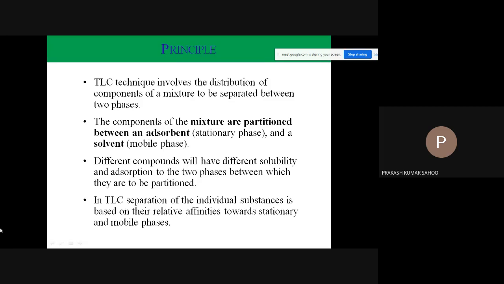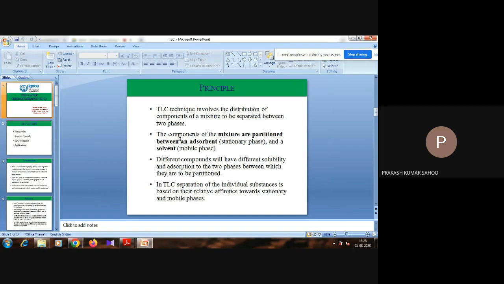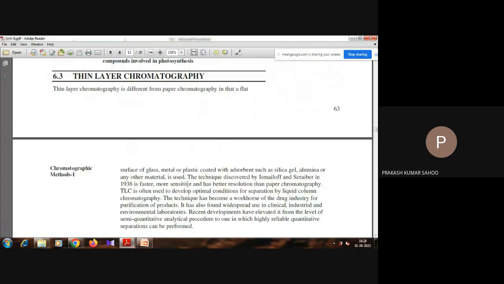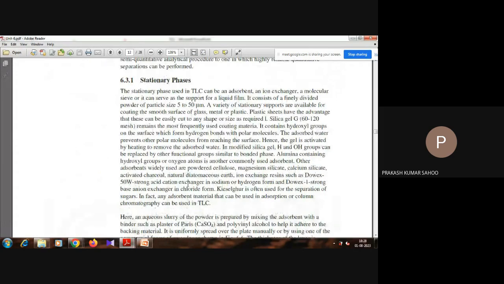So, what is the stationary phase? As we highlighted here, there is a stationary phase which is the adsorbent, and there is a mobile phase which is the solvent. The stationary phase, just see this one, this is the stationary phase.